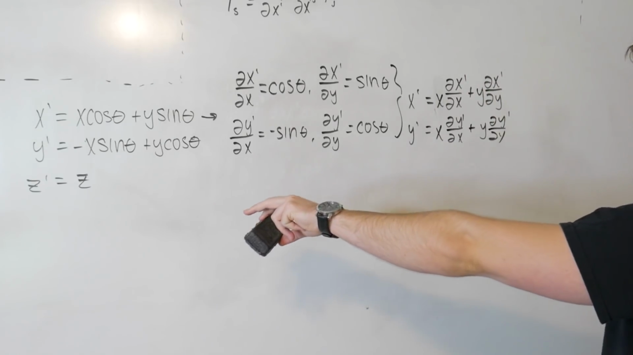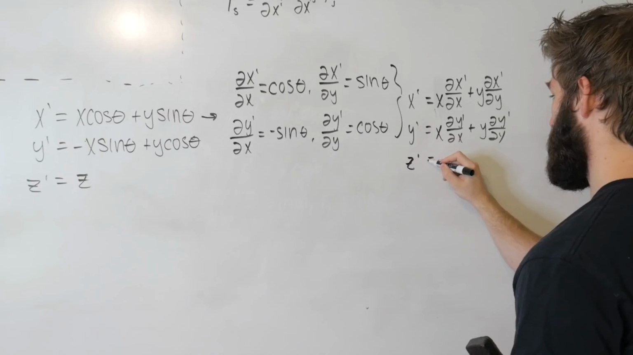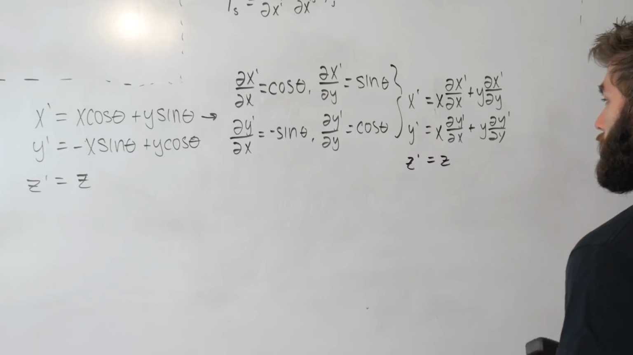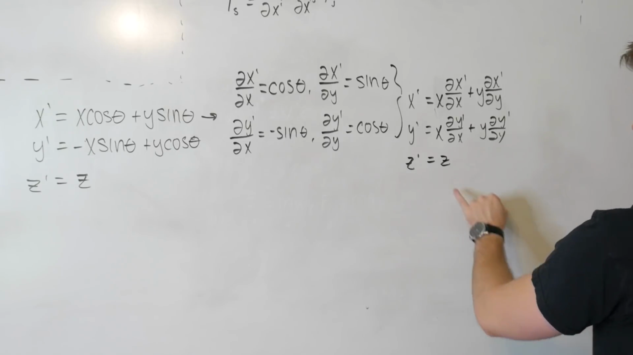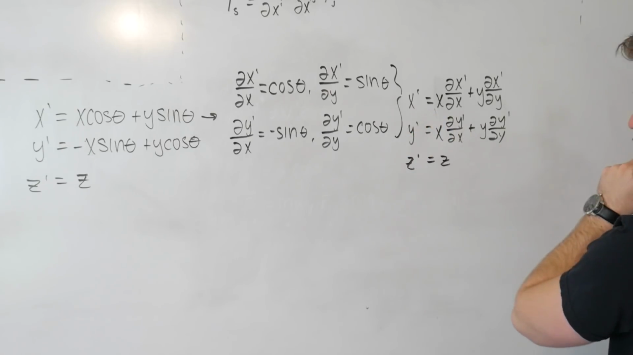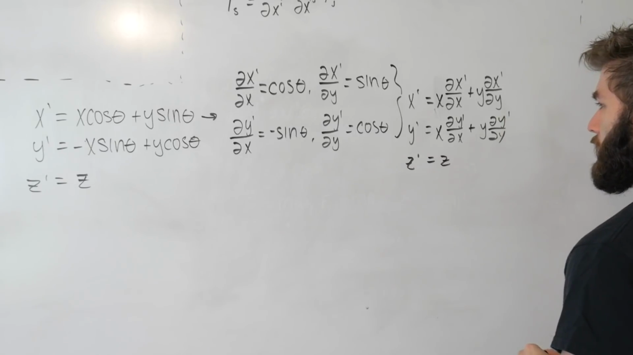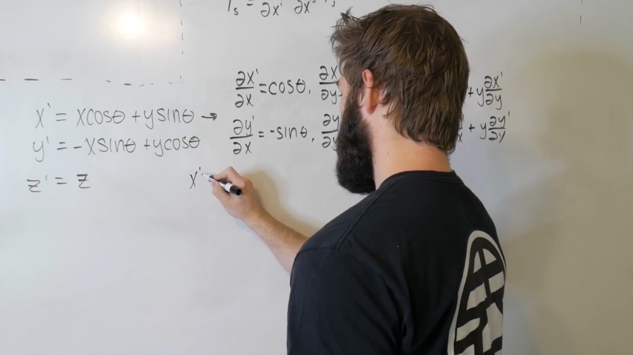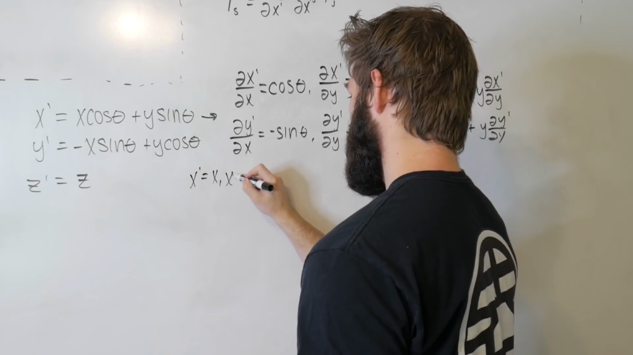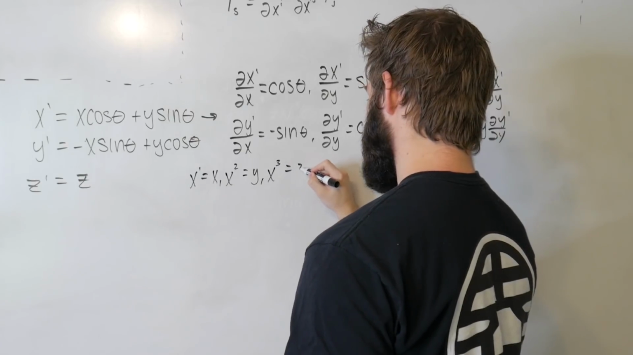z prime just is still z. All of these derivatives just go to 0 for that. Cool. Now let's write this in a bit of a more compact way. The way that we can do that is, remember, x1 equals x, x2 equals y, x3 equals z.